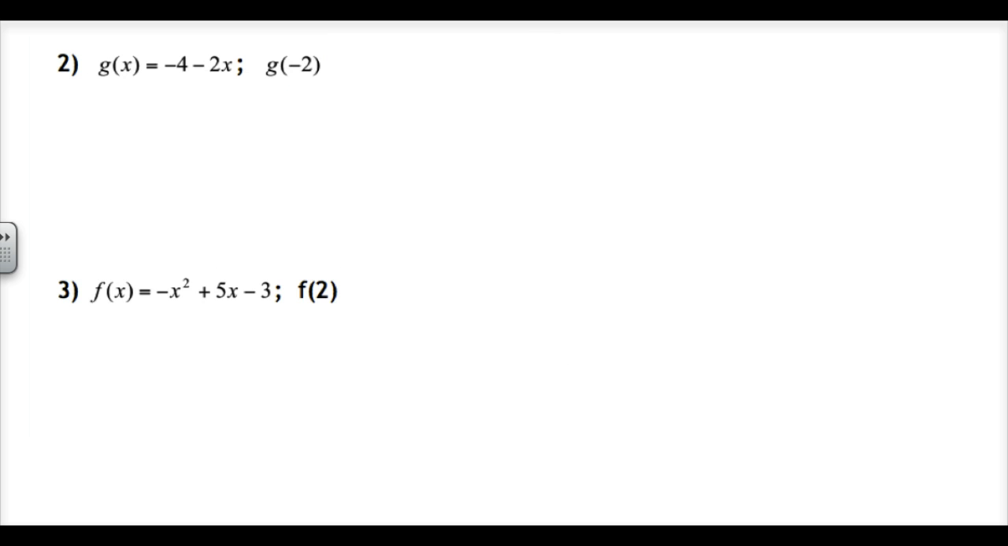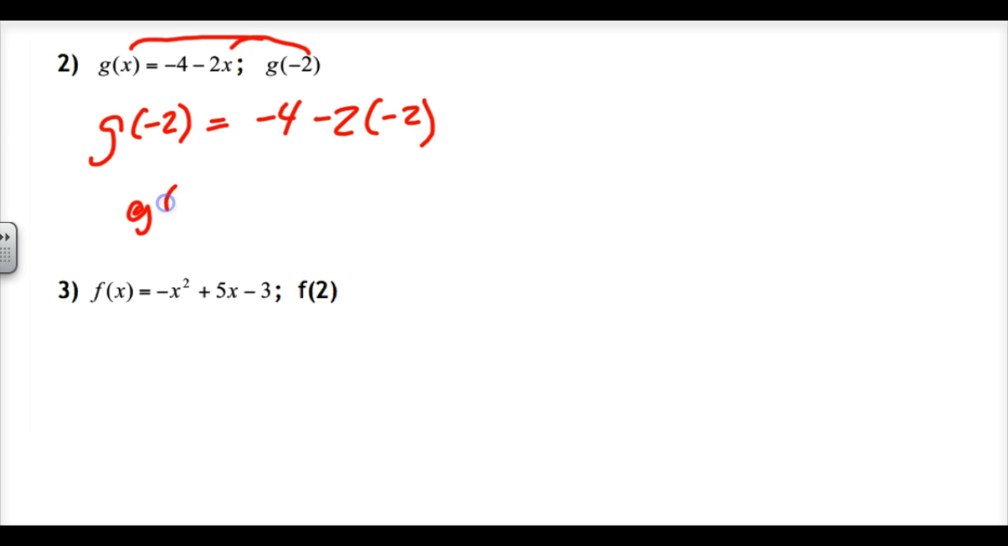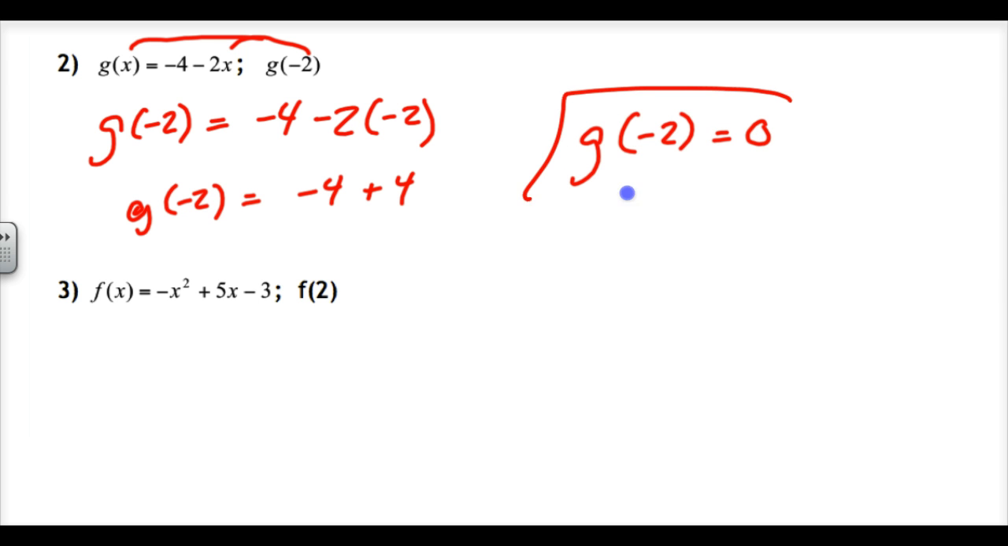Second problem here. G of negative 2, if g of x equals all that. So we're going to plug in negative 2 anywhere you see x. So it's going to be g of negative 2 equals negative 4 minus 2 times negative 2. It's going to be g of negative 2 equals negative 4. That's going to give us plus 4. We multiply negative times negative. So g of negative 2 equals 0.